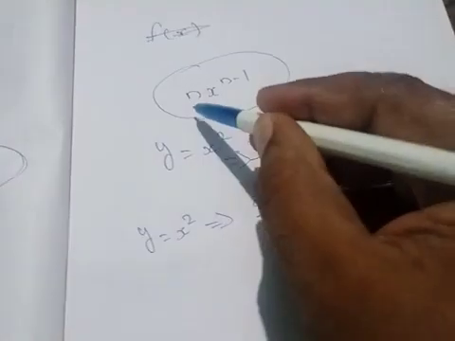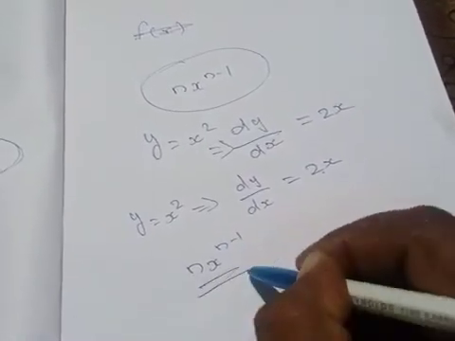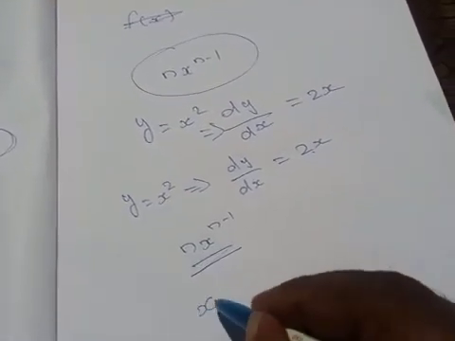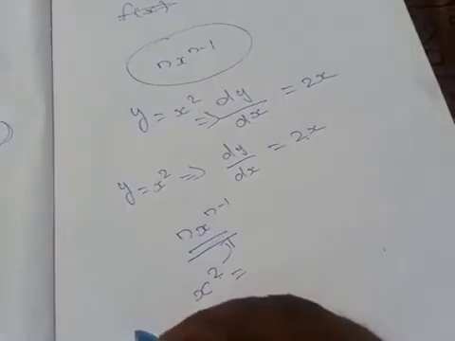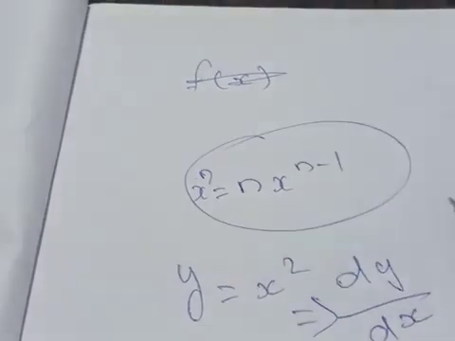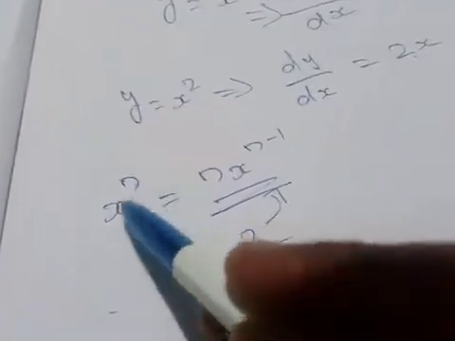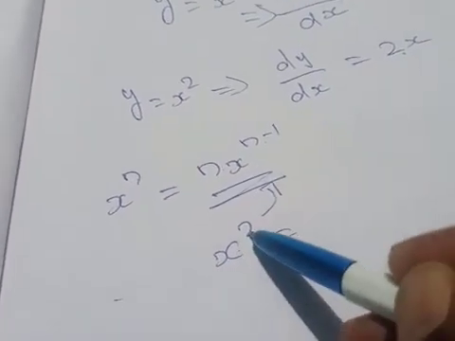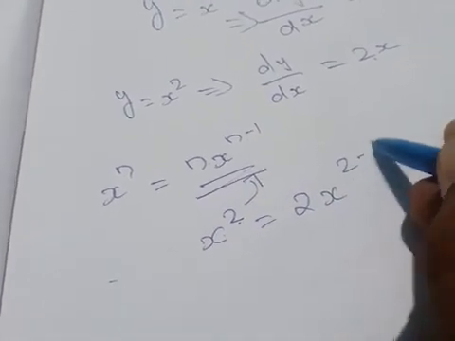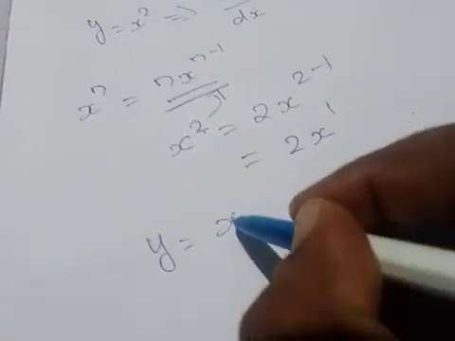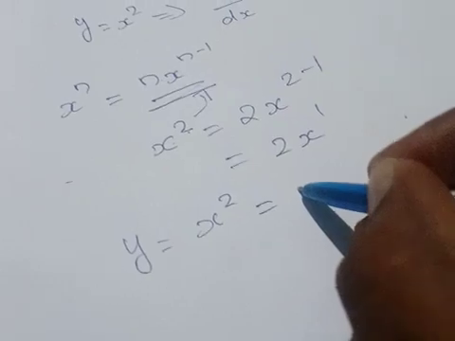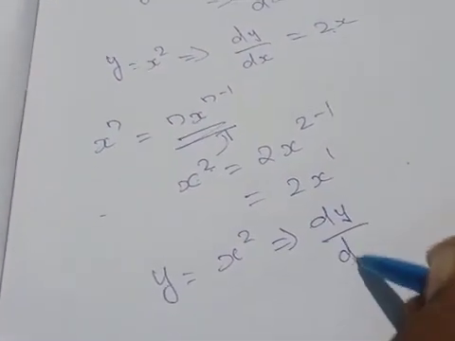That is what is important here, because our formula is n x power n minus 1. Our function is x square, so we use the formula n x power n minus 1. This 2 is n. You can note down this formula: derivative of x power n is n x power n minus 1. So x power 2 gives 2 x power 2 minus 1, and 2 minus 1 is 1. So y equal to x square has derivative dy by dx equal to 2x. That is the second one.